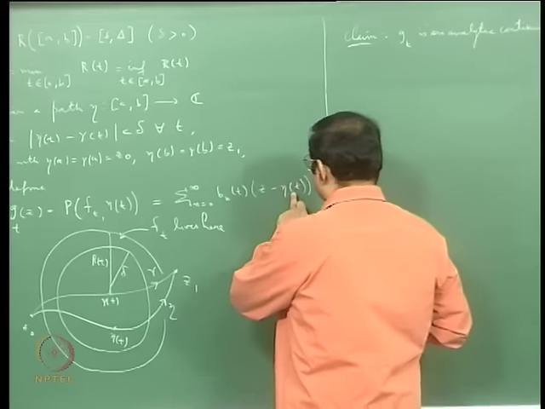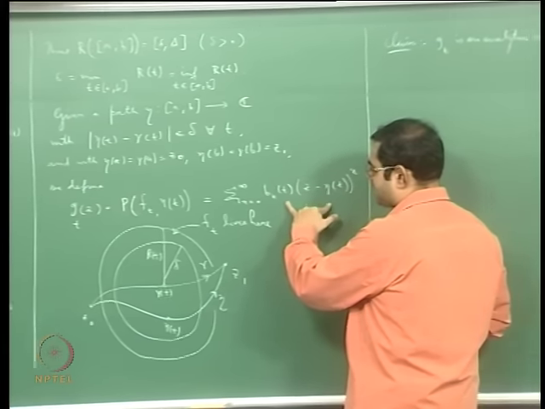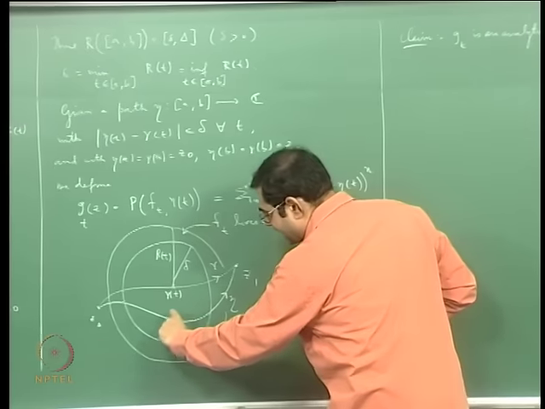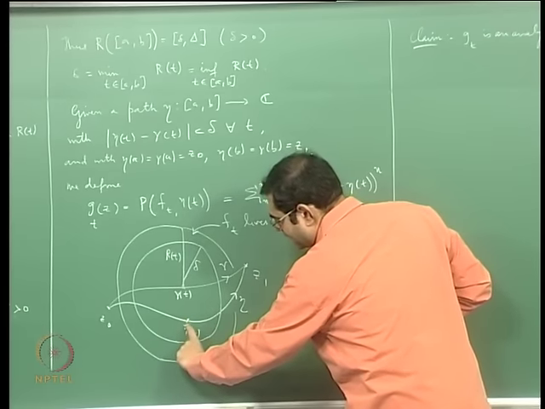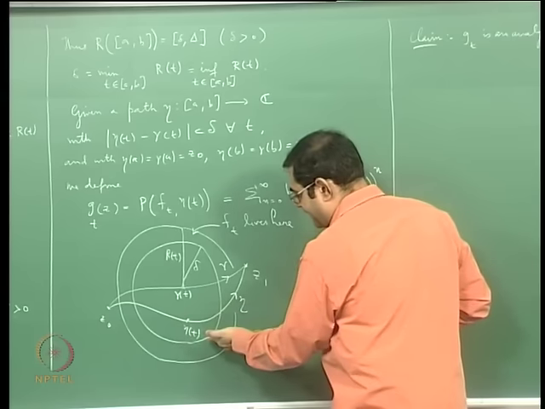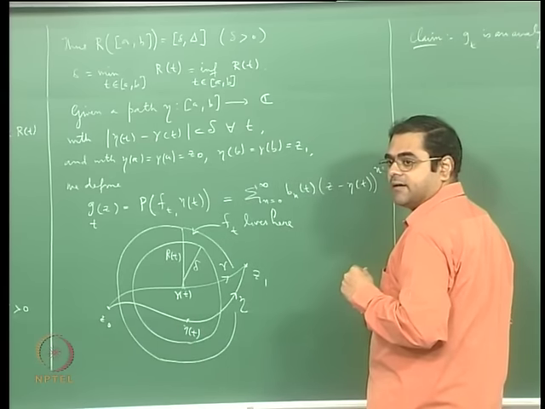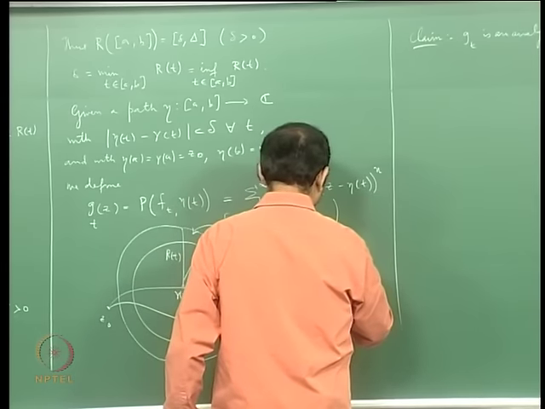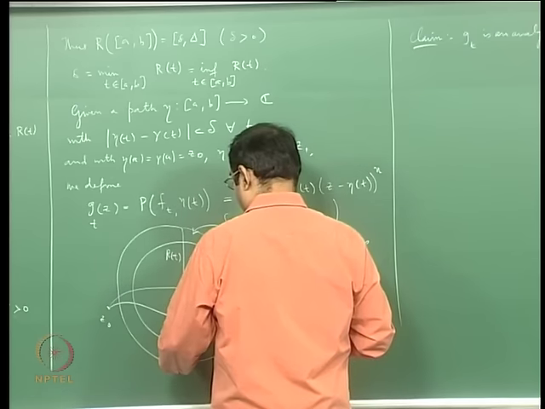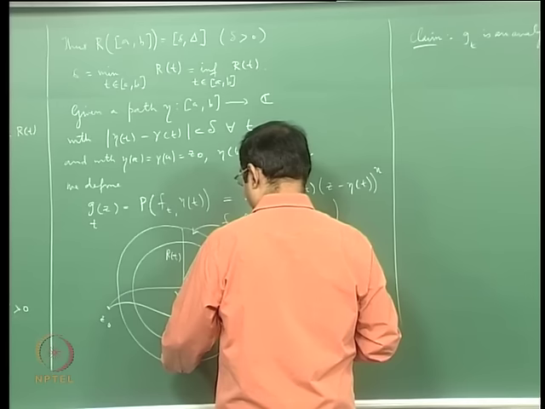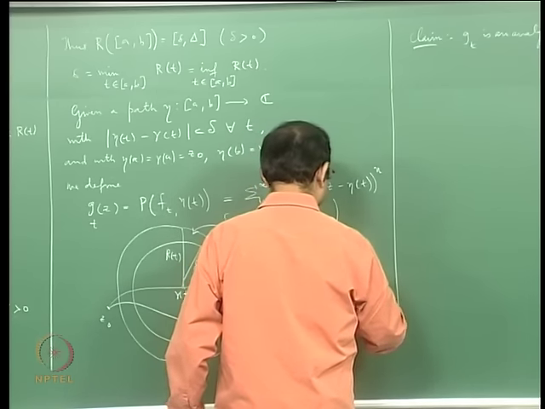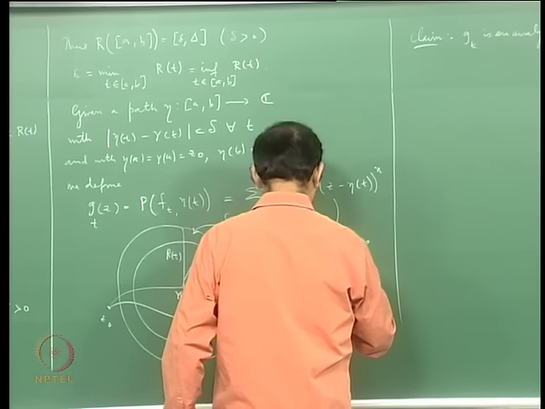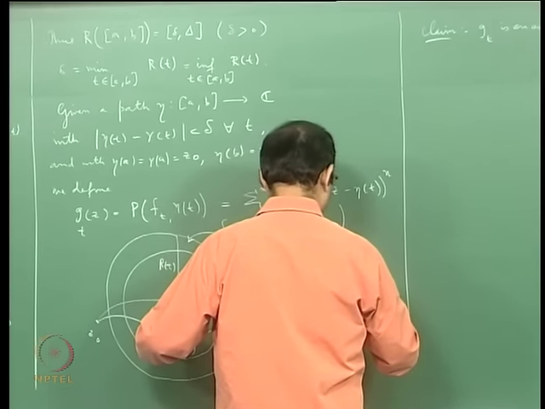Now for each t, it's very clear that this power series has a positive radius of convergence, because what is the radius of convergence of this? The radius of convergence is at least the distance from eta t to the end of this disk, because that's where ft lives. So let me write this: the radius of convergence is at least this distance rt minus the distance between eta t and gamma t.